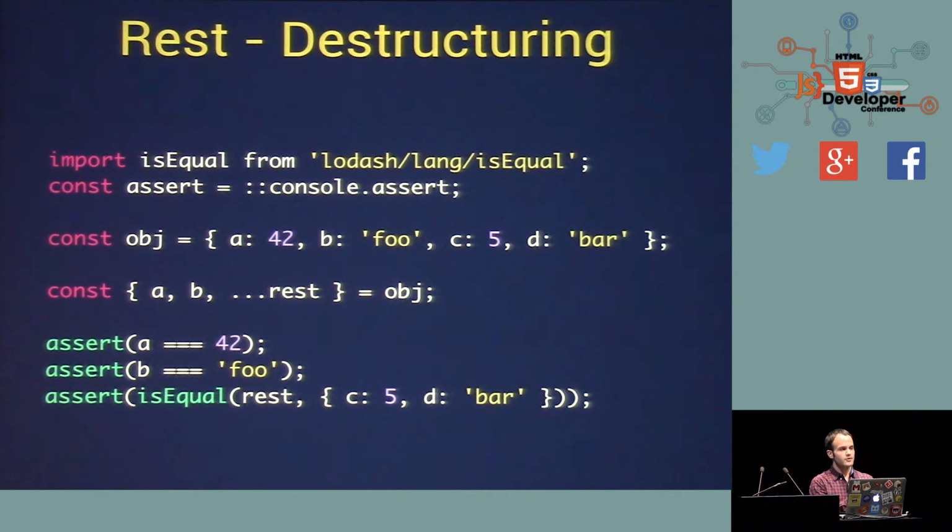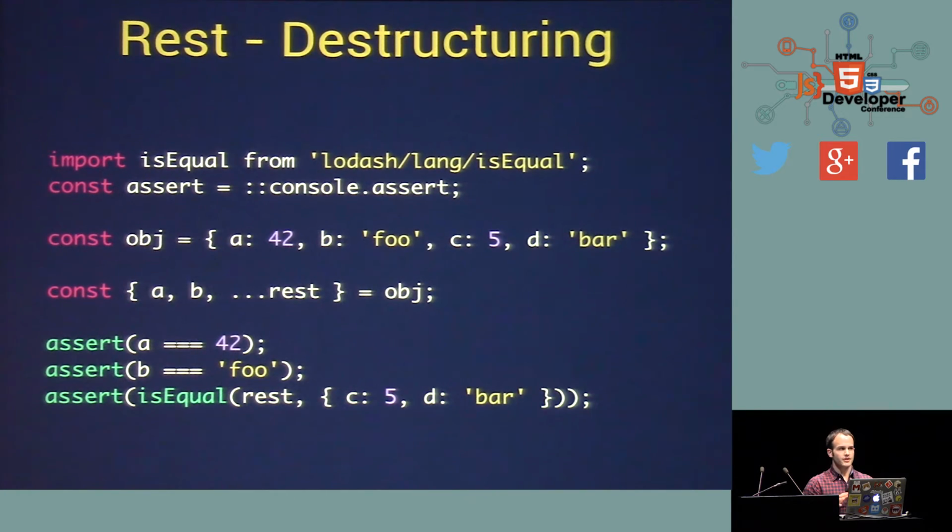And then I'm doing this rest operation with the ellipsis, and I'm putting it on a variable called rest. What that's basically saying is anything that I have not explicitly pulled out from destructuring yet, stuff the rest of that in this rest variable. So on the bottom there, you see my assertion that rest is equal to whatever's left. I pulled out A, I pulled out B. That means all that's left would be C, which is 5, and D, which is equal to bar.